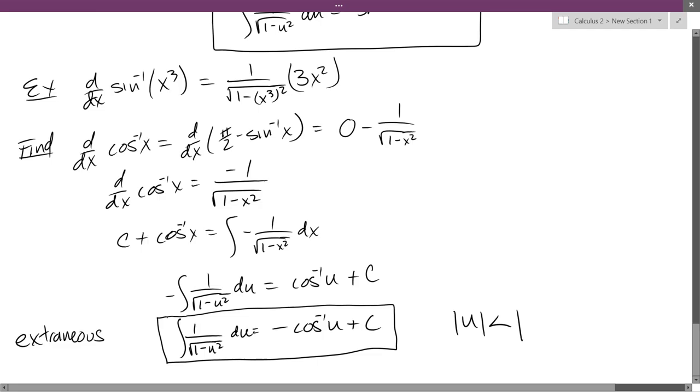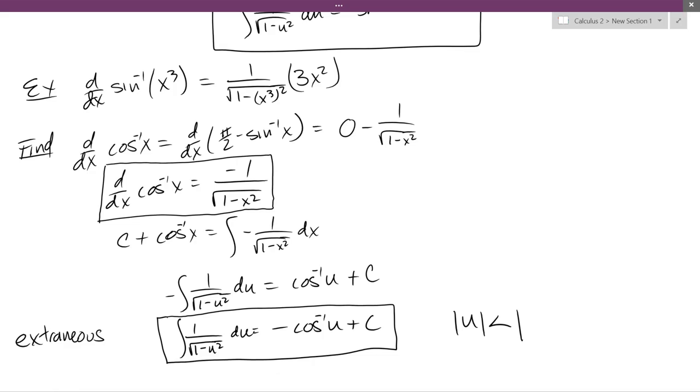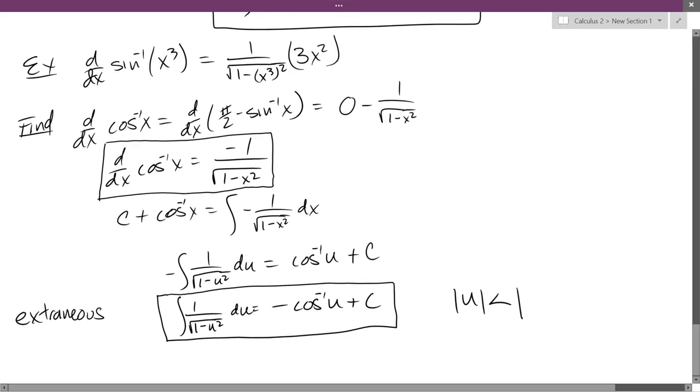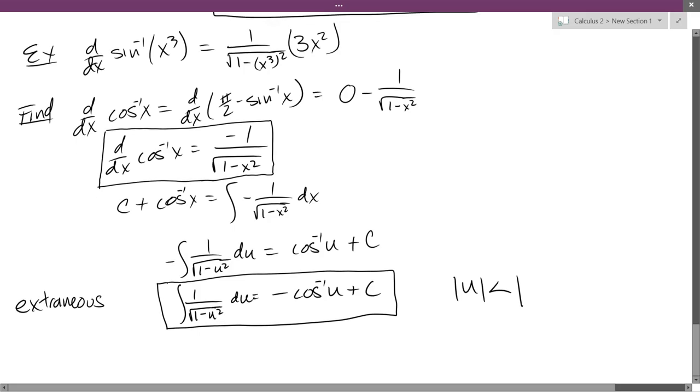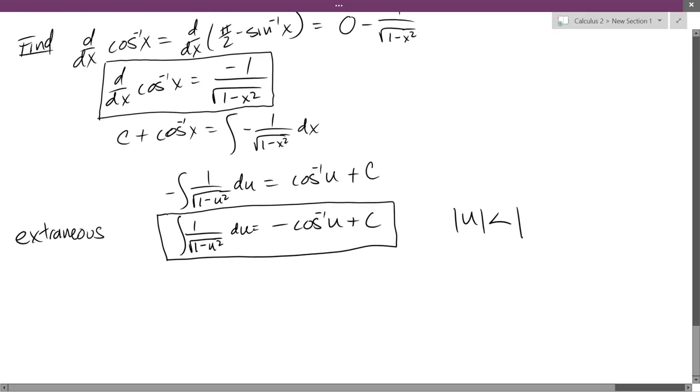You do need, however, this original derivative of cos inverse. That one could be useful. So that cos inverse derivative could be useful. But antiderivative, not so much. So I would not put that on your cheat sheet. Save room for other stuff.